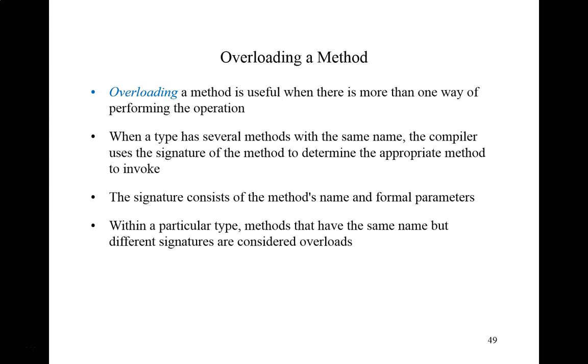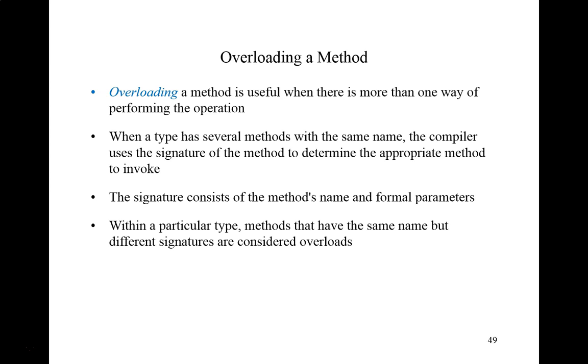Overloading refers to a situation where a type has more than one version of a function or procedure with a particular name. The process of overloading a method can be useful when there is more than one way of performing the operation. When a type has several methods with the same name, the compiler determines which version to invoke based upon what's called the signature of the method. The signature consists of the name of the method plus the formal parameters.